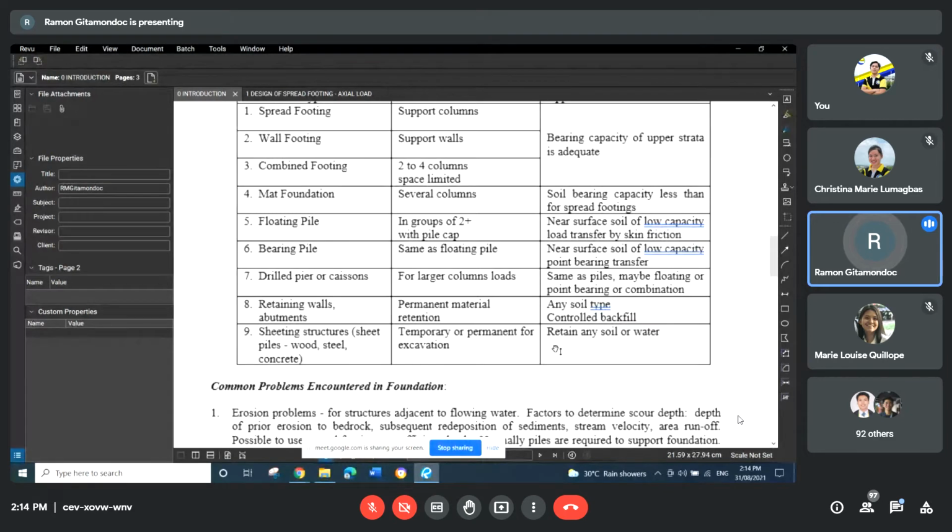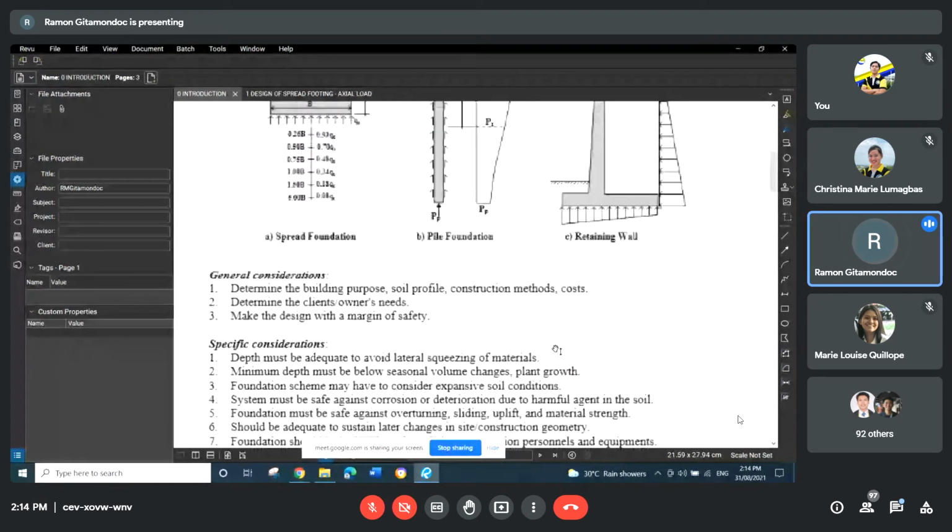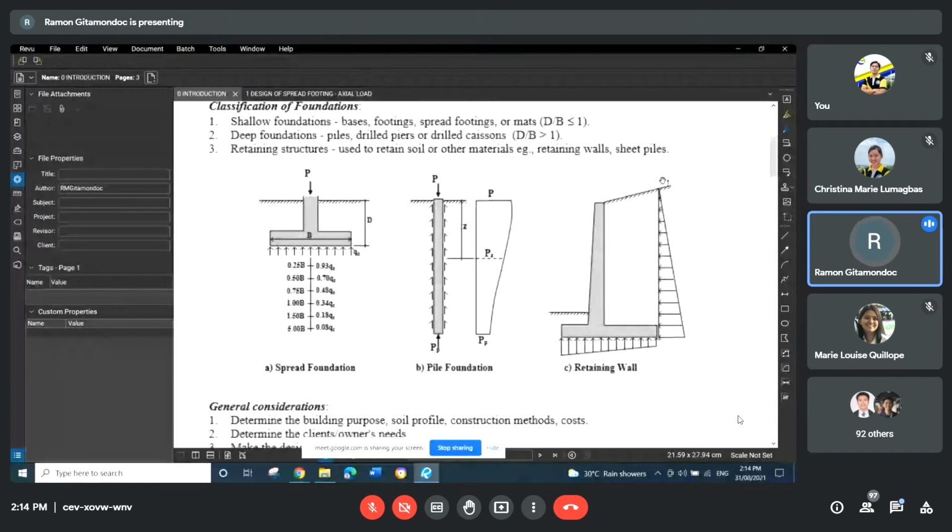So this can be used for any soil type, and the backfill is made of controlled characteristic. No? So this is the example of the retaining wall. It is used where the soil cannot retain its natural slope. No?